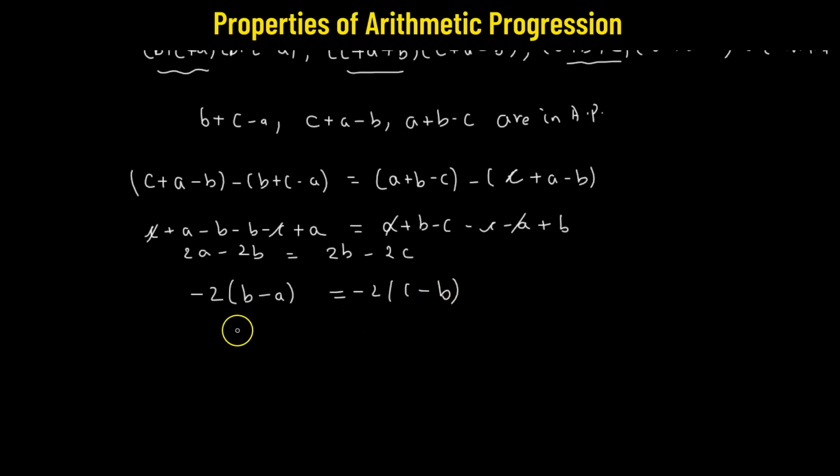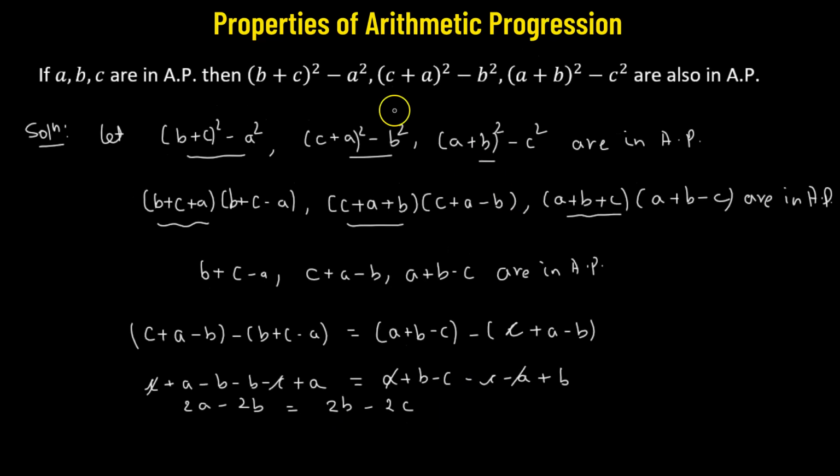Now we can divide both sides by negative 2. This is going to give us b minus a equals c minus b, which simply means that a, b, c are in arithmetic progression. So that means if we have a, b, c in arithmetic progression, then it follows that these three numbers must also be in arithmetic progression.